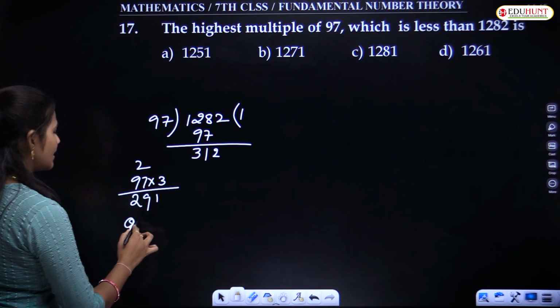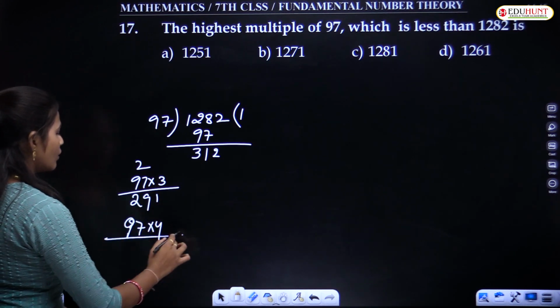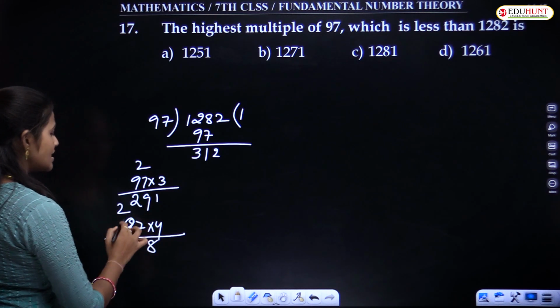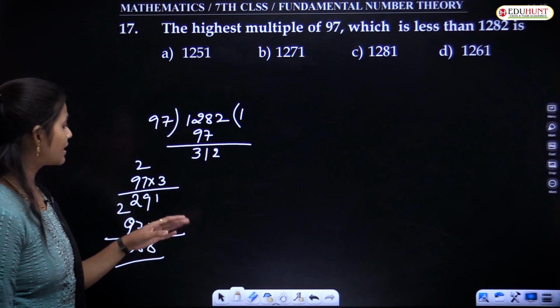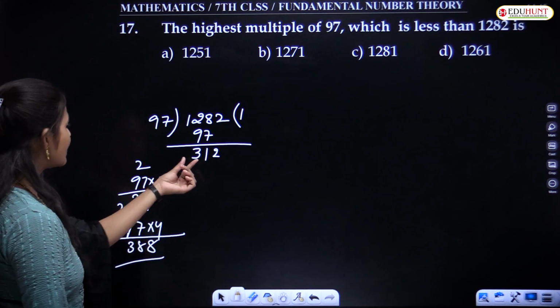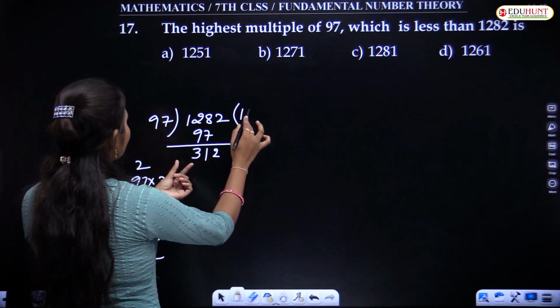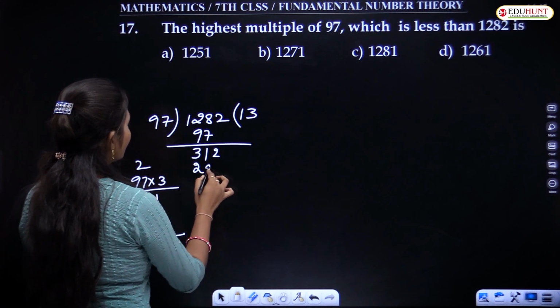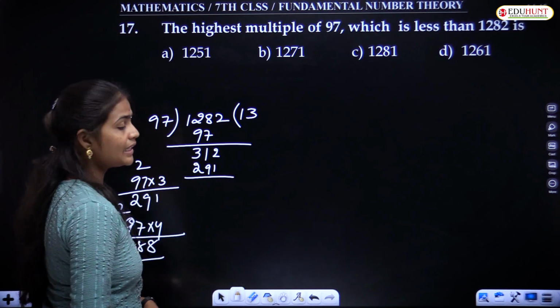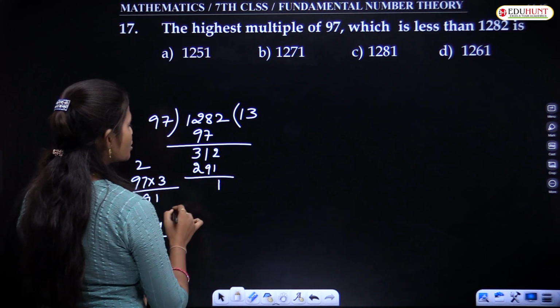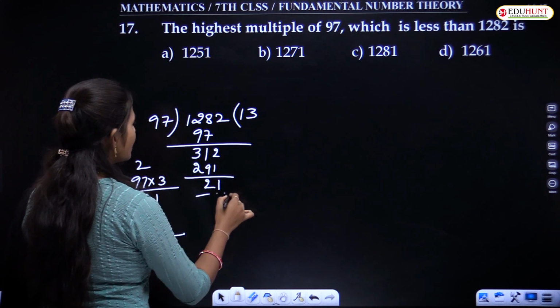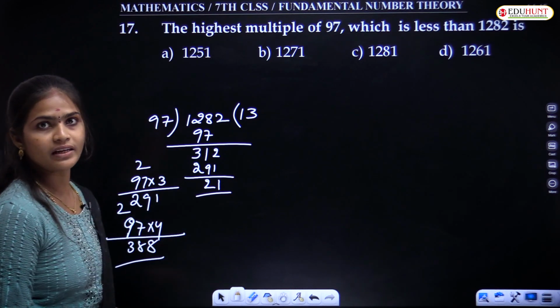Okay, let us take 97 into 4. 4 7s 28, 4 9s 36 plus 2 is equal to 38. That is greater than this number, no? That's why we have to take the lesser one. That's why 97 3s 291. What is the difference? 1, and here 31 minus 29 is equal to 2. So the difference is 21.